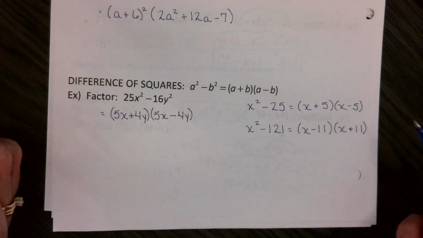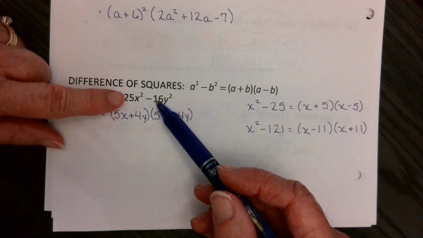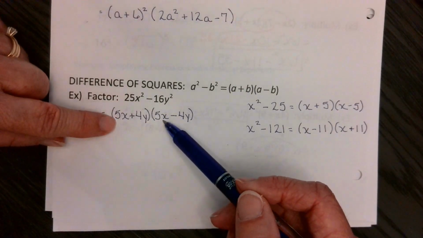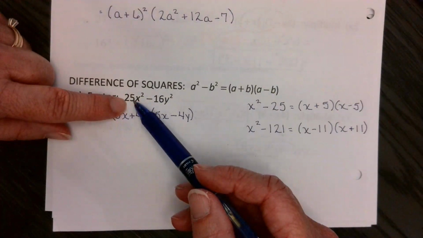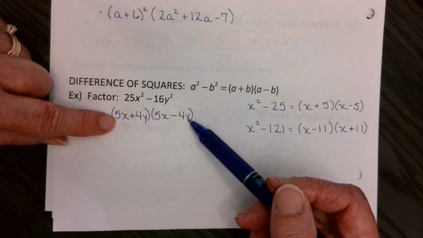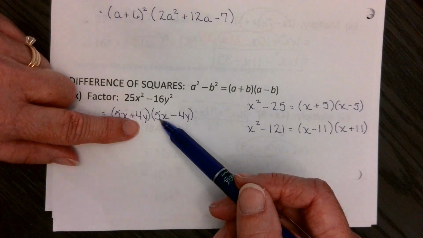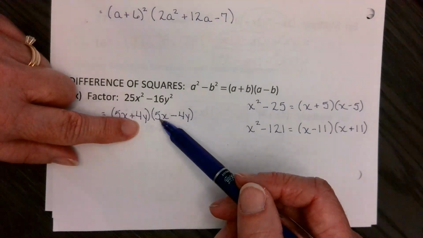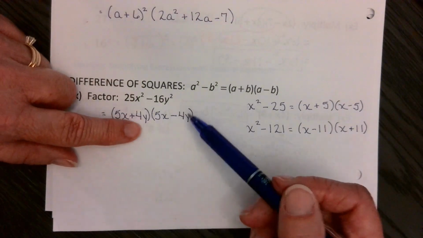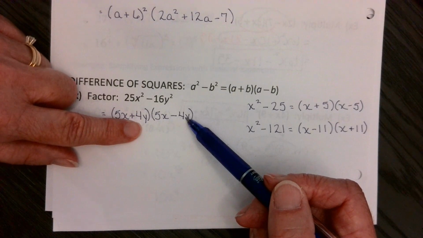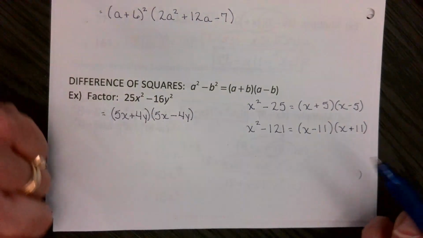Okay, if I used FOIL on this, I'd end up with 5x times 5x is 25x squared. This gives us negative 20xy. This gives me a positive 20xy, so they disappear. And then 4y times negative 4y is negative 16y squared.